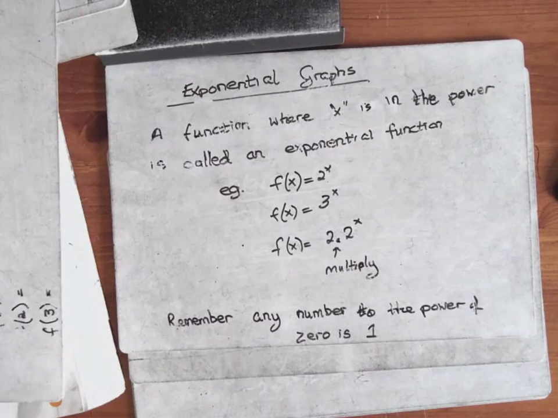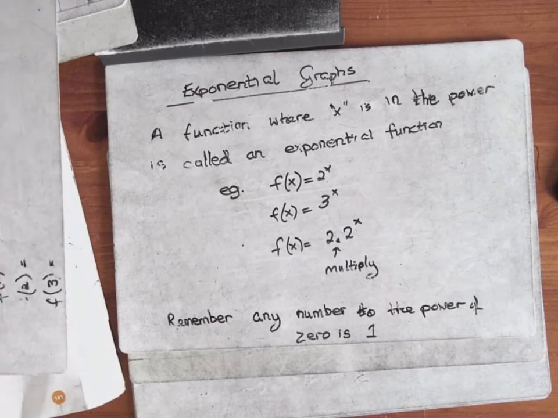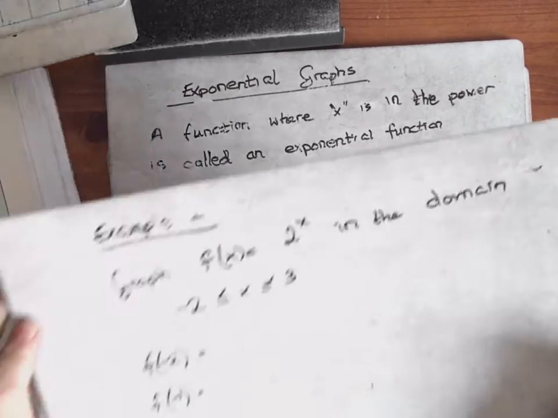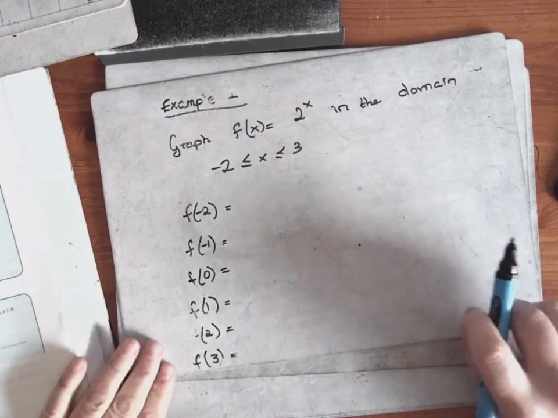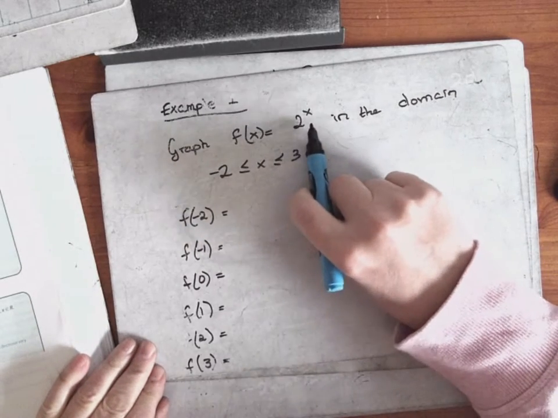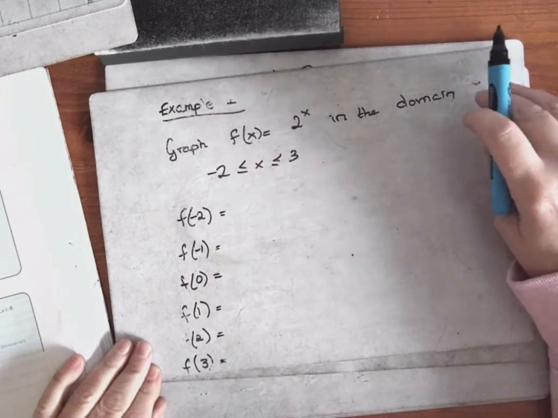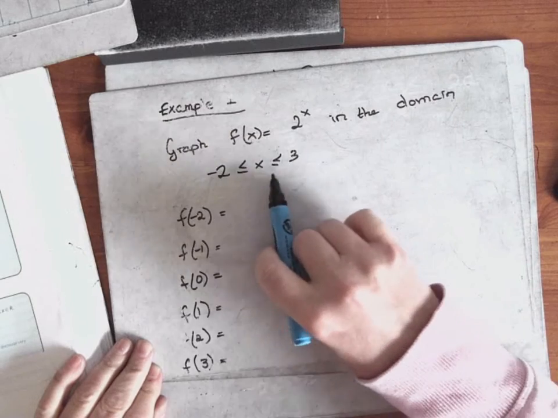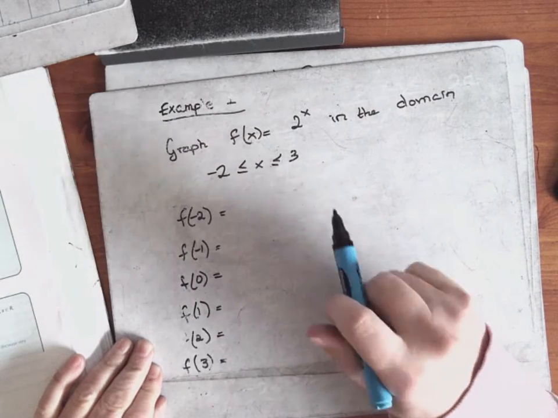Right? We all good? Right, okay. So here's an example of one you have to graph. Graph f of x equals 2 to the power of x in the domain between -2 and 3. So there's your start, there's your end.